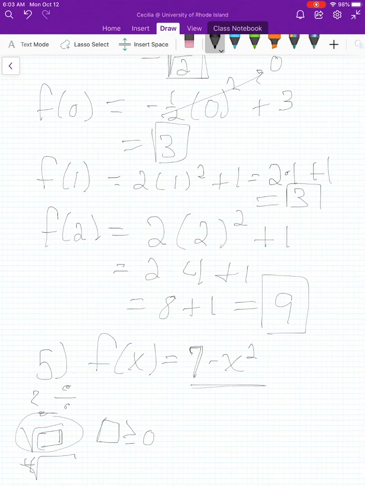So when you look at a function and you have to find what the domain is, if it's a polynomial function, doesn't have any division, and it has no square roots, it's defined for all values of x. So the domain is negative infinity to infinity in interval notation.